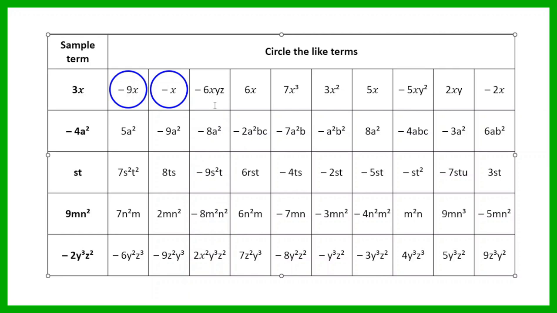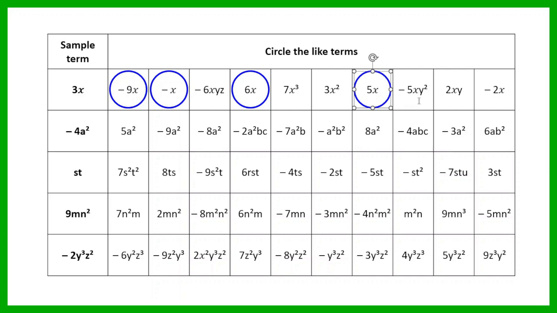Now this one over here, it's just x, but then I also have y and I also have z. So because I have extra variables that do not match this term, this is not going to be a like term. Over here, I've got 6x. Again, it is just x, so that is going to be a like term. Here, I've got 7x cubed. Now, it is also x, but it's cubed, so it's not a like term. This one, I've got 3x squared. Again, it is also x, but it's squared, so it's not a like term. This one is 5x. It is just x, so it is a like term.